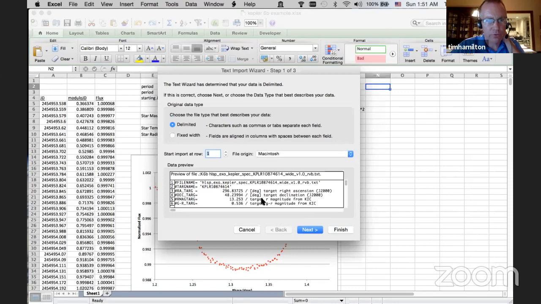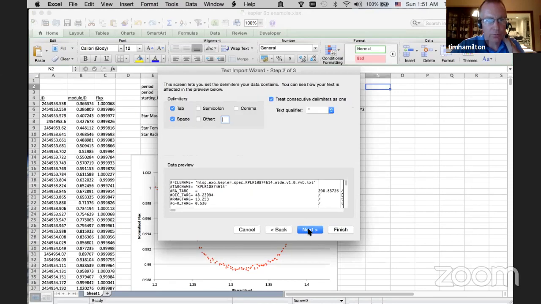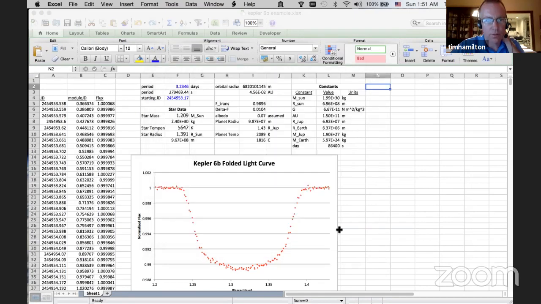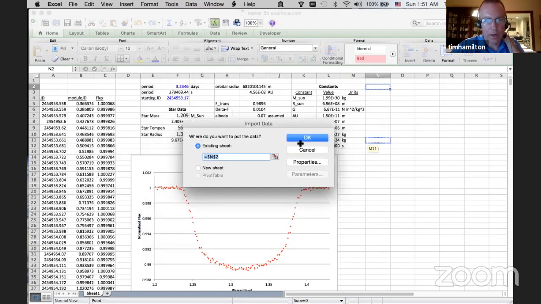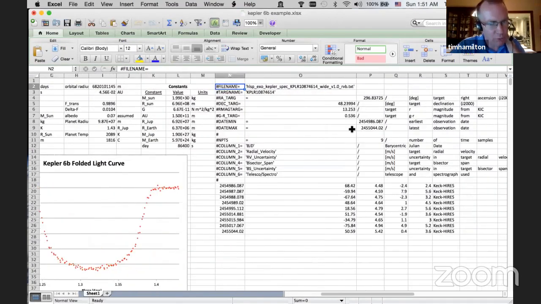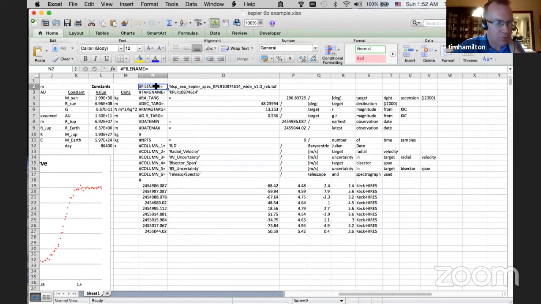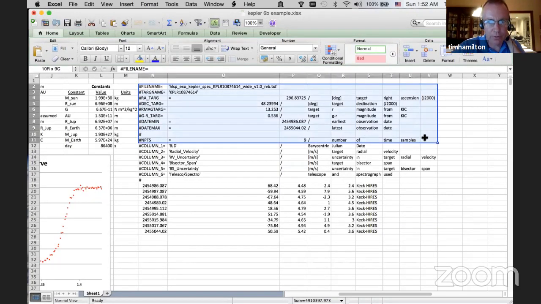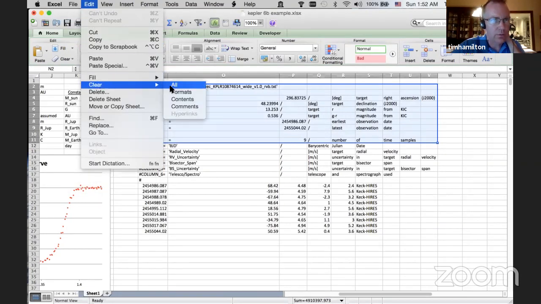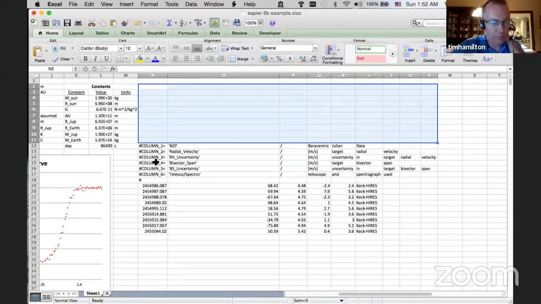Oh, but I want to start. Oh, that's okay, we'll go in there. Okay, and we'll put it there. Now, look at all of this stuff here. This is a much shorter file, but it's got much more header information. The only things we really care about on the header are the columns, and that's it.